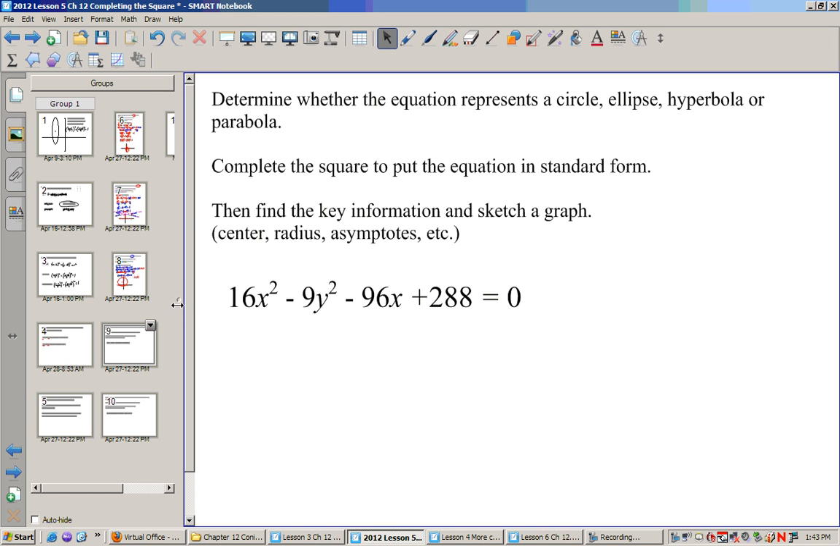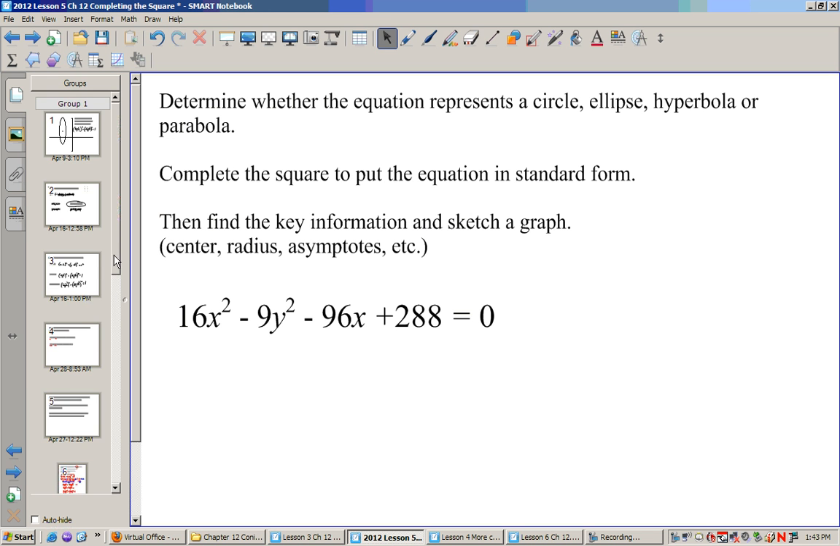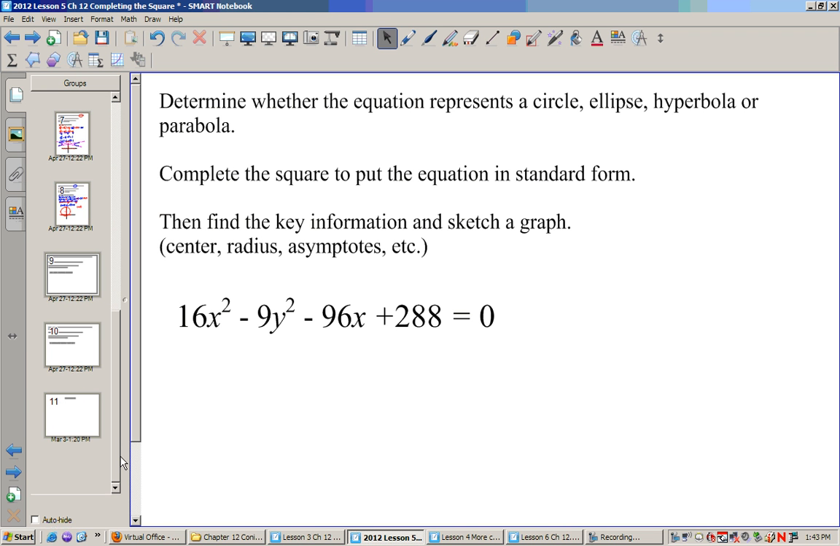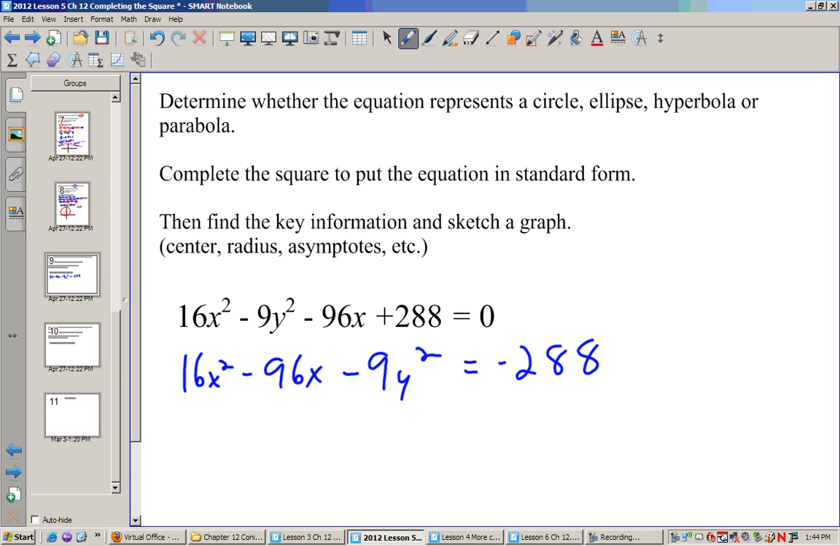Let's try this one. Again, if you are having trouble with these, it's always good to pause the video, do it on your own, and then see how well yours matches mine. First thing we do is put our x's together, put our y's, oh, no, there's only one y, and then put the number on the other side, negative 288. We can see right away that the signs are different, so it's going to be a hyperbola.